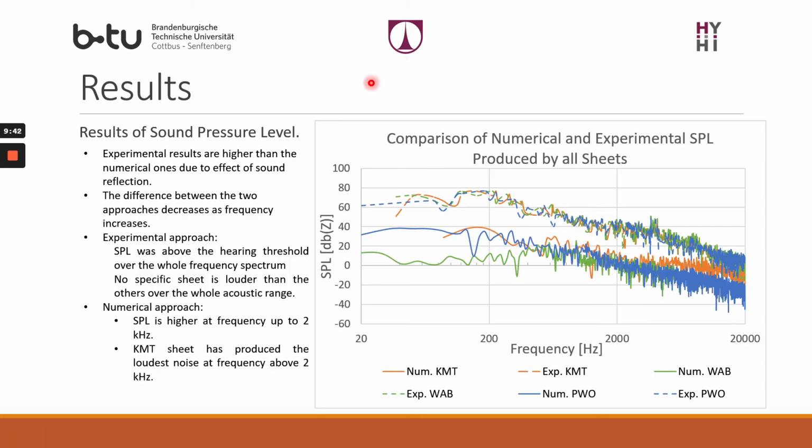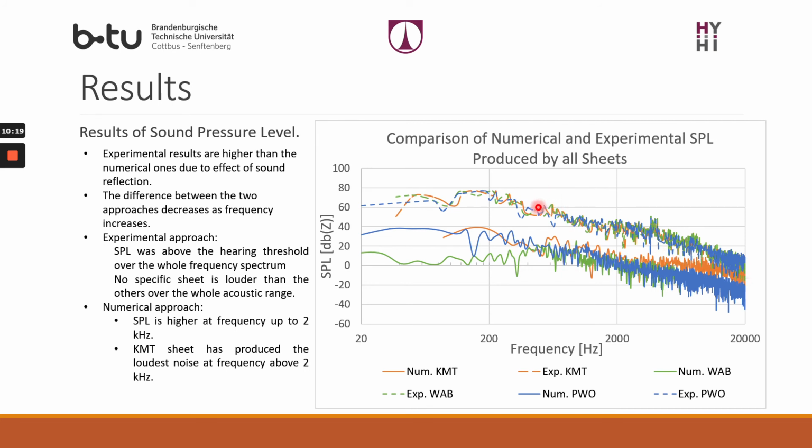Now I would like to present the results that were obtained. I will start with the results of the sound pressure level. Here in this figure we have the results from both the numerical and the experimental, and as we can see, the experimental data was higher than that of the numerics. This may be attributed to the sound reflection, as will be demonstrated in the next slide. Moreover, it's interesting to notice that the difference between the two sets of data decreases as the frequency increases.